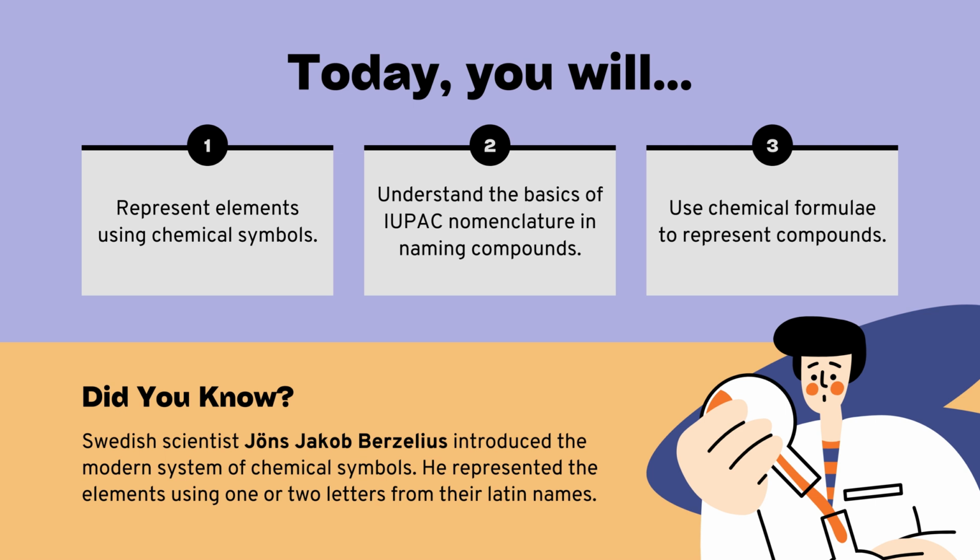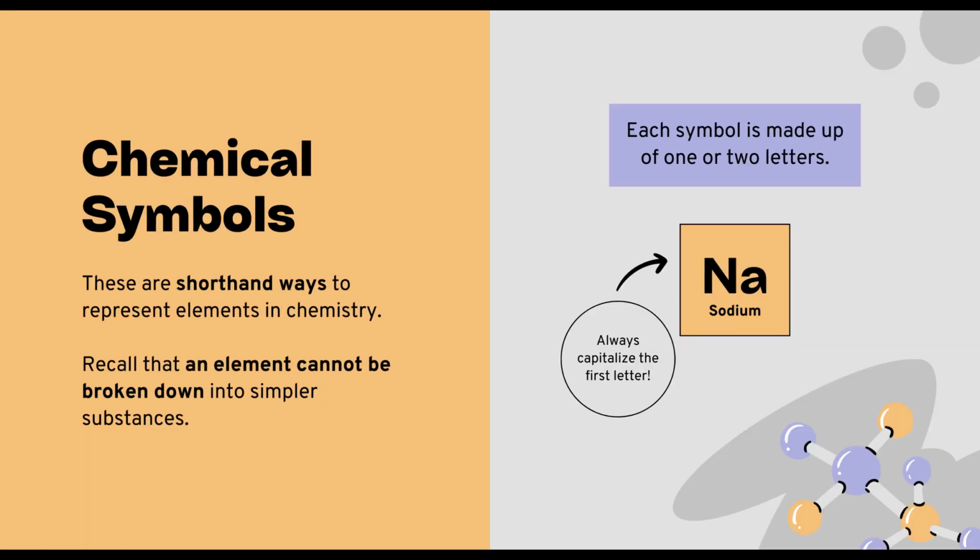Did you know? Swedish scientist Jöns Jakob Berzelius introduced the modern system of chemical symbols. He represented the elements using one or two letters from their Latin names, called chemical symbols. These are shorthand ways to represent elements in chemistry. Recall that an element cannot be broken down into simpler substances. Each symbol is made up of one or two letters. For example, Na, sodium. The thing to note here is to always capitalize the first letter.